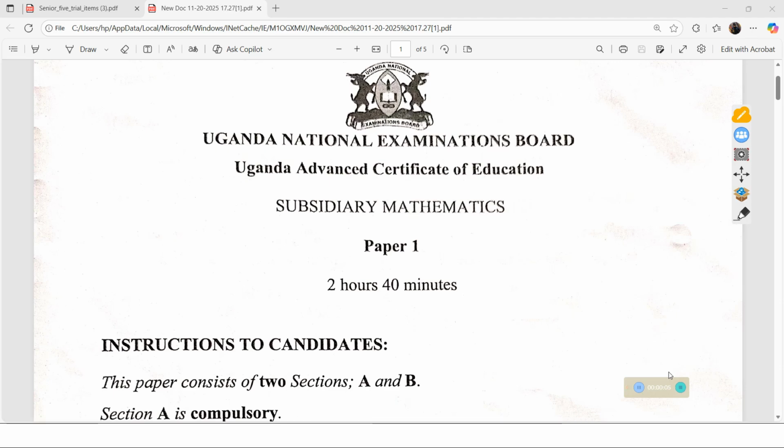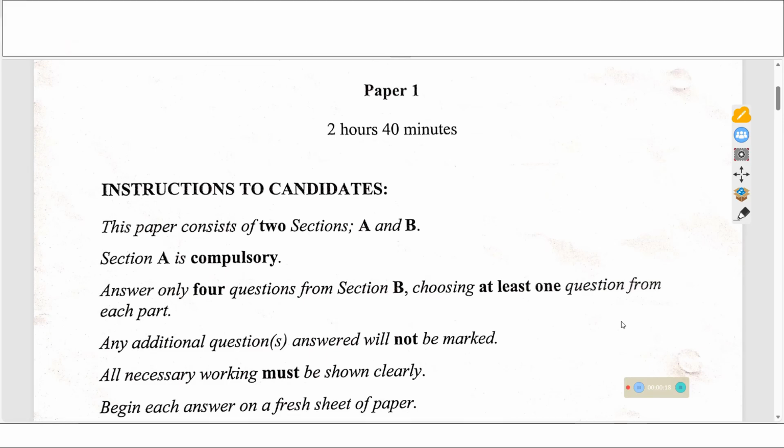In our today's session, I will be taking you through UNEB 2025 Subsidiary Mathematics. This is the paper that has just been done by the Senior 6 students. And without wasting time, we shall look at the details of this paper.